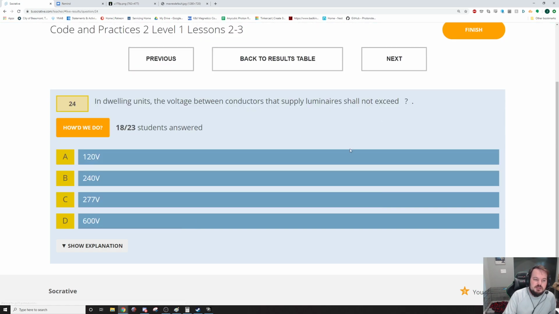In dwelling units, the voltage between conductors that supply luminaires shall not exceed... Already answered this one. Should just be a recap of a previous question.